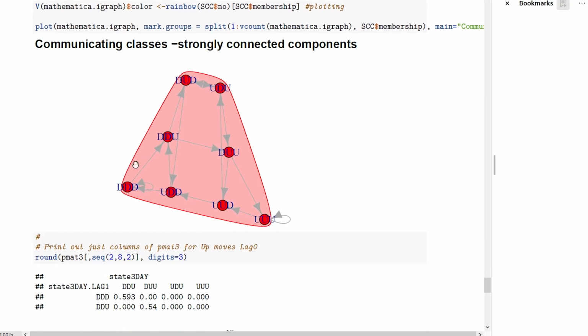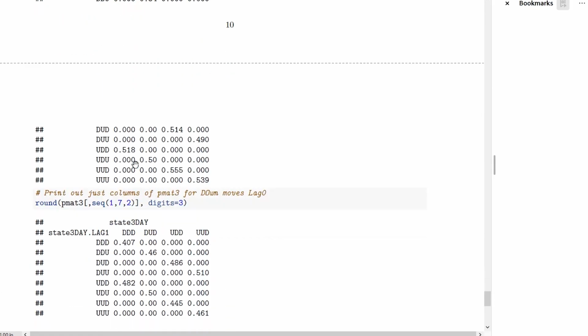So if you study Markov chains, one can classify different states or different nodes as communicating states. So can you move from one state to another or not? And in this case, one can move from one state to another, possibly not in one time period, but in multiple ones. And so this happens to be a strongly connected set of states.